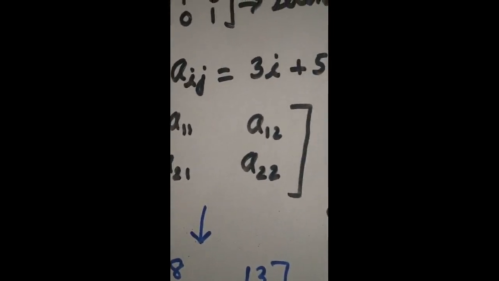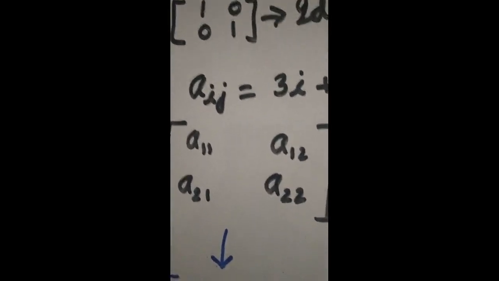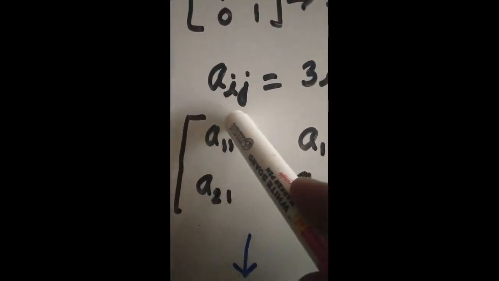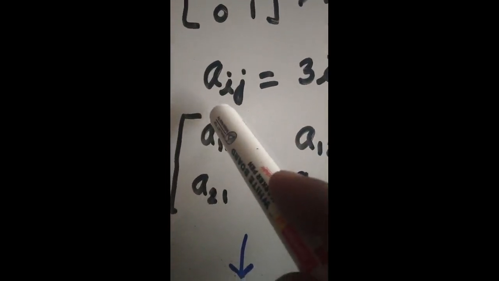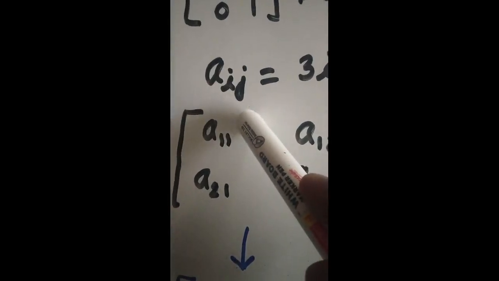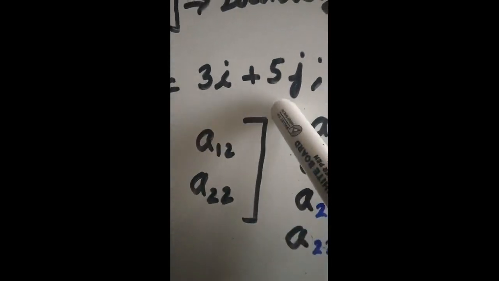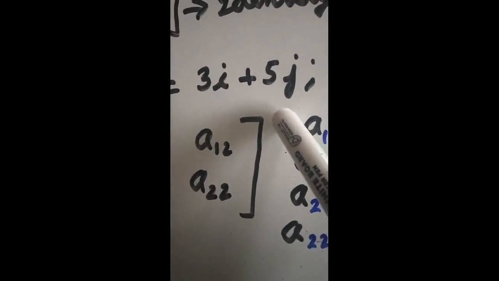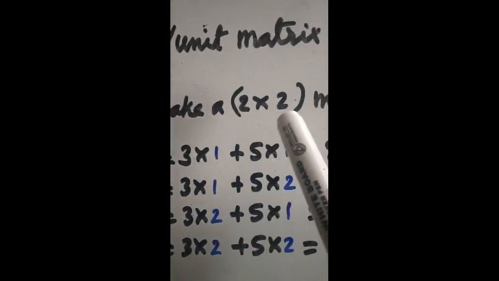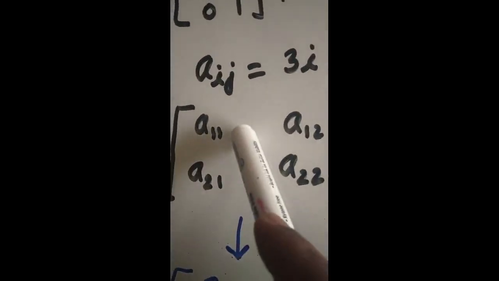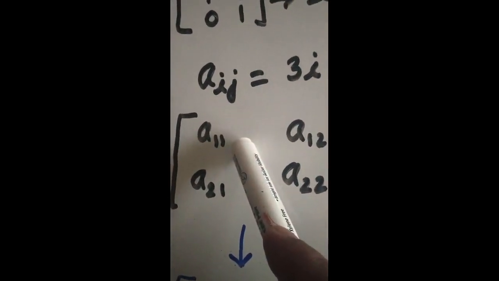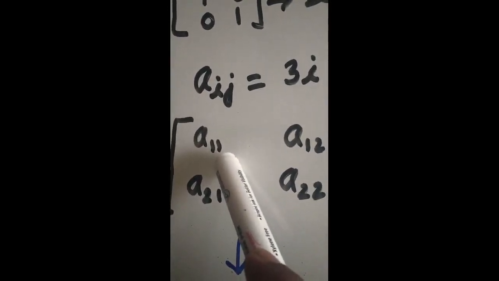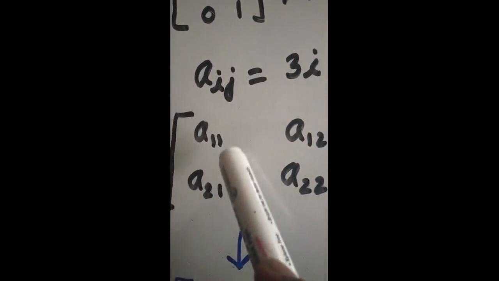In this part we will be seeing how matrices are represented. We represent a matrix in the form of Aij, where i stands for the row and j for the column, and a condition linking i and j is given to you as 3i plus 5j. Again I repeat, i will stand for the row, j will stand for the column. Suppose we are asked to make a 2 into 2 matrix. So for a 2 into 2 matrix, this first location is in the first row and first column. That is why it is written as 1 and 1. It means i is 1 and j is 1.